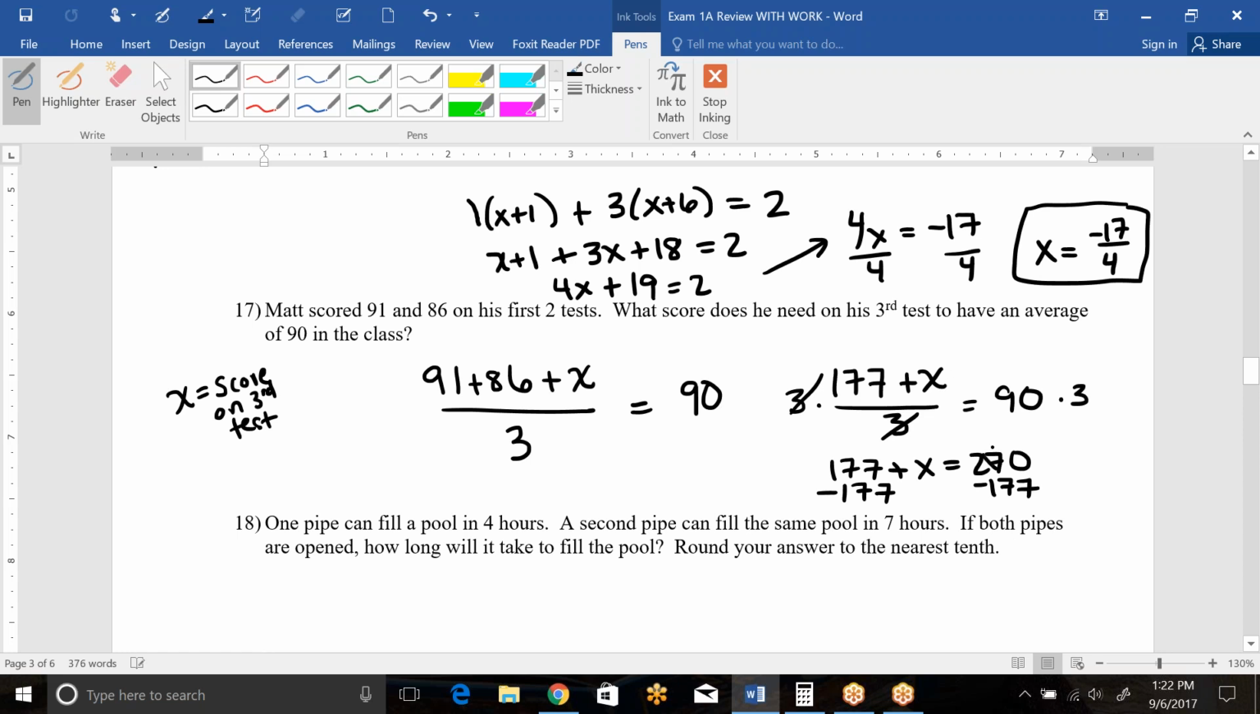So it looks like he needs to score a 93. So 93 is the score that he needs to make on the third test to make an average of 90 in the class.